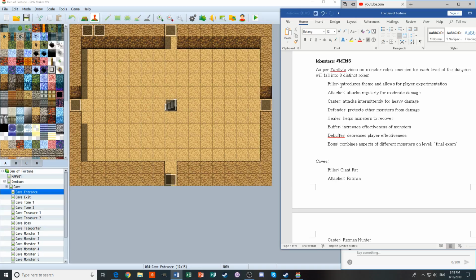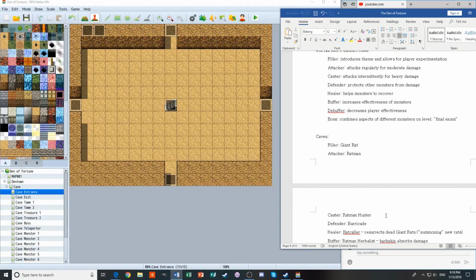So anyway, for this level, what do we have? Filler, we're going to have a giant rat. Attacker is going to be a rat man. And caster implies magic, but really it just needs to be something that hits hard periodically. So I'm going to go with a Ratman Hunter, and I'm going to give the Hunter a crossbow, and it's going to take a round or maybe a couple of rounds for the crossbowman, for this Hunter to reload his crossbow. That's sort of what I'm thinking with that. So I think that fills the caster role.